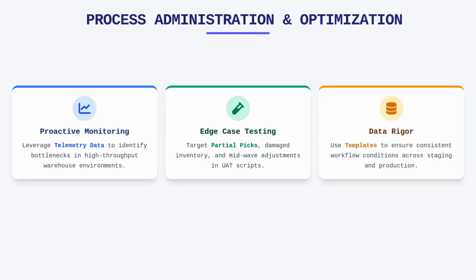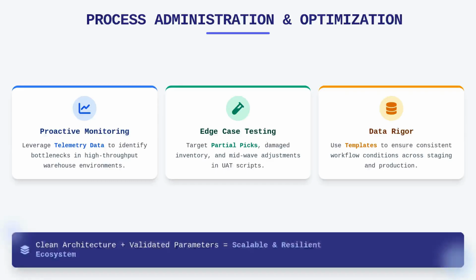Data management must also be prioritized using templates to ensure that your workflow conditions are consistently applied across your staging and production environments. By maintaining a clean architecture for your data entities and workflow logic, you build a scalable ecosystem that remains resilient in the face of changing business requirements. Ultimately, the quality of your outbound logistics is directly proportional to the rigor with which you validate these interlinked parameters and monitor the system performance under load.